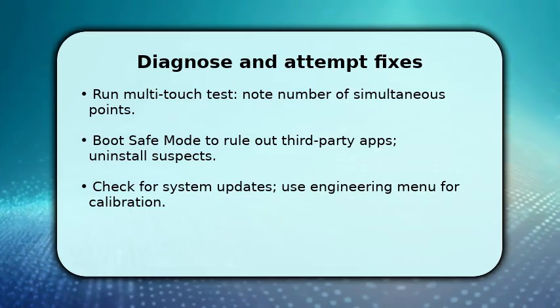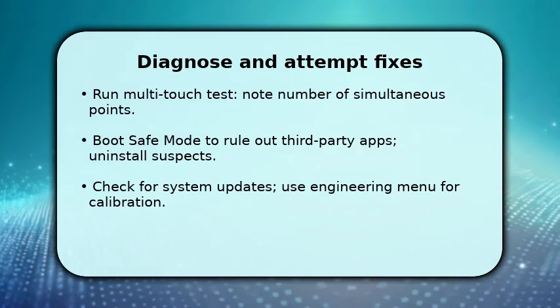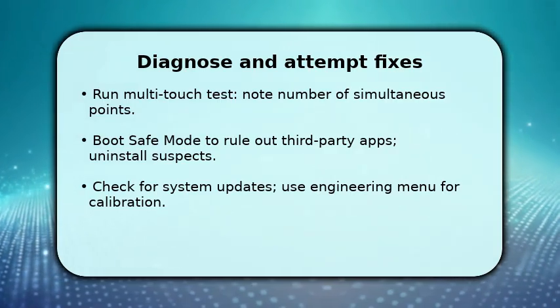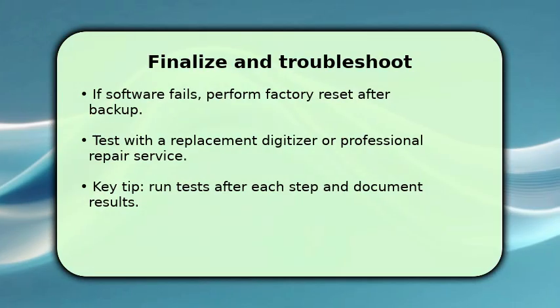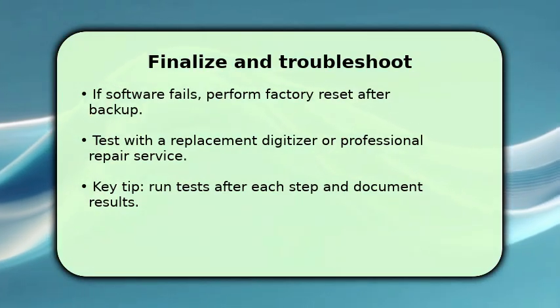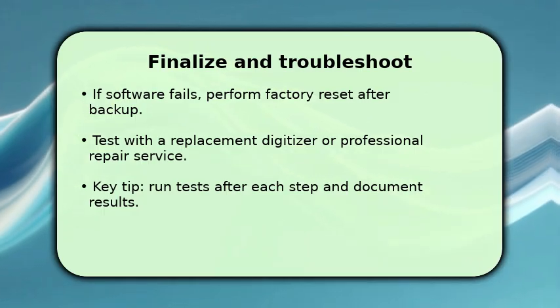Use the engineering or service menu to access touch calibration and sampling rate settings. Adjust and retest after each change to see improvement. If calibration and updates don't restore multi-touch, back up and perform a factory reset as a last software attempt. This eliminates lingering configuration issues.